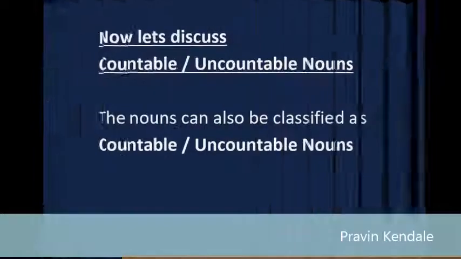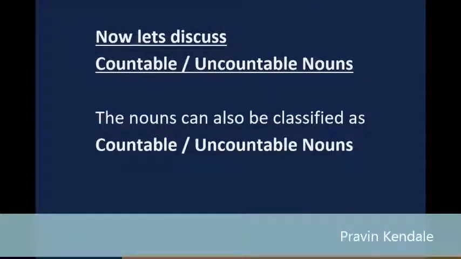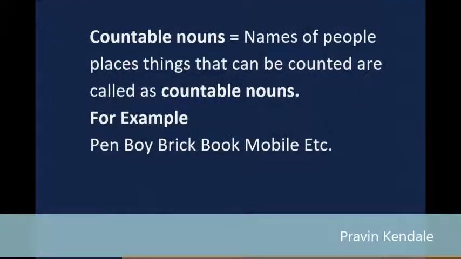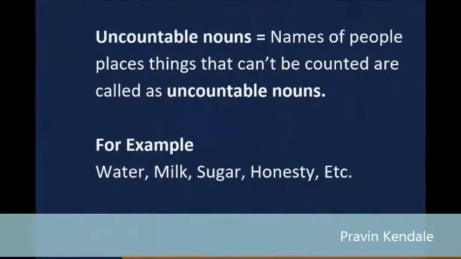Now let's discuss countable and uncountable nouns. The nouns can also be classified as countable and uncountable nouns. Countable nouns: names of people, places, things that can be counted are called countable nouns. For example, pen, boy, brick, book, mobile, etc. Uncountable nouns: names of people, places, things that can't be counted are called uncountable nouns. For example, water, milk, sugar, honesty, etc.